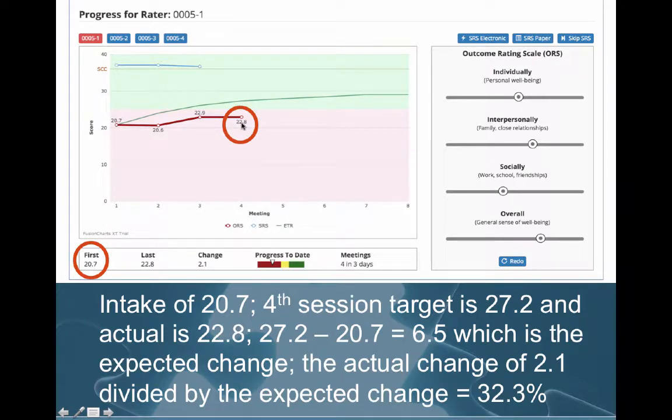Where they actually are is 22.8. If we take their actual change, which is 2.1, the difference between 20.7 and 22.8, and we divide it by what we had hoped for them, which is that 27.2 minus 20.7, or 6.5, and we divide the 2.1 by the 6.5, we get the 32.3%, which is what you see reflected here on the progress meter. In the red here, 32.3, they've achieved 32.3% of what we're hoping for them.